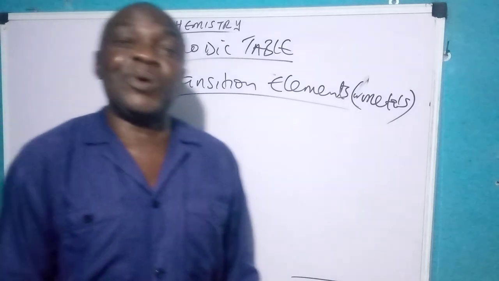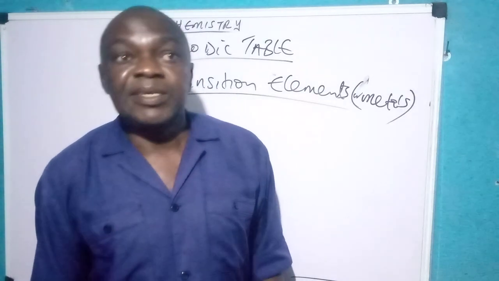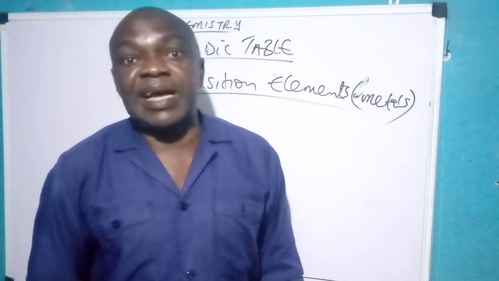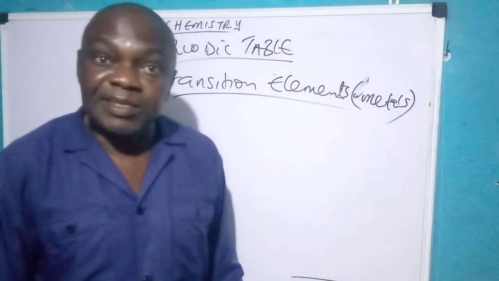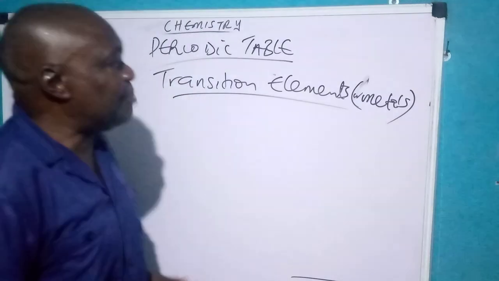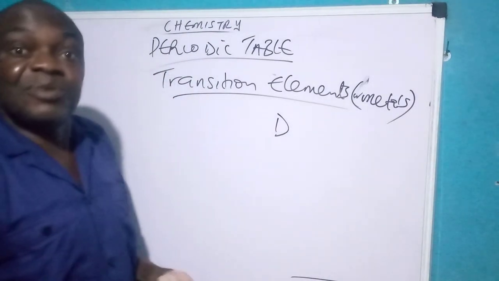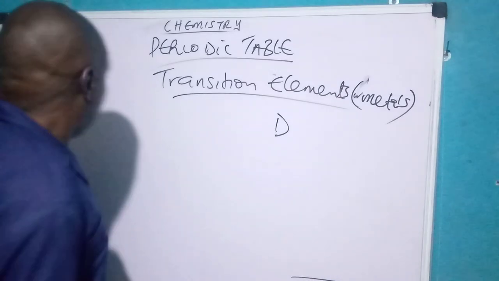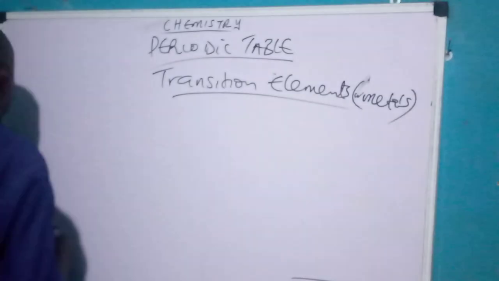Like they are sonorous, they have high melting point and boiling point, they are malleable, and they are ductile. Those are for all of them. The transition metals also have that property. But in addition, because of the presence of the partially filled d orbital in them, they now have certain properties, which are about 5. So we now go into the properties of transition metals or transition elements.